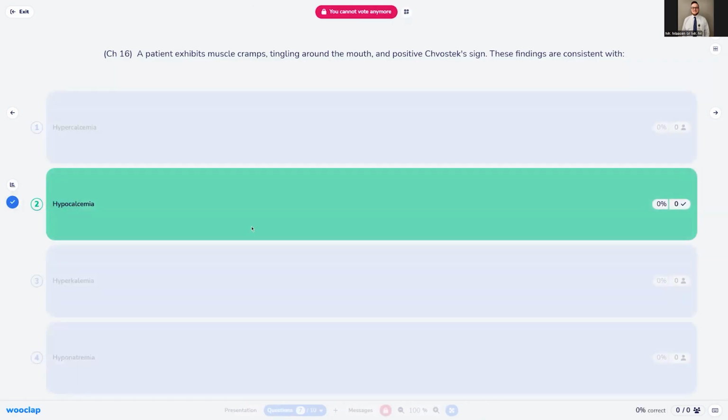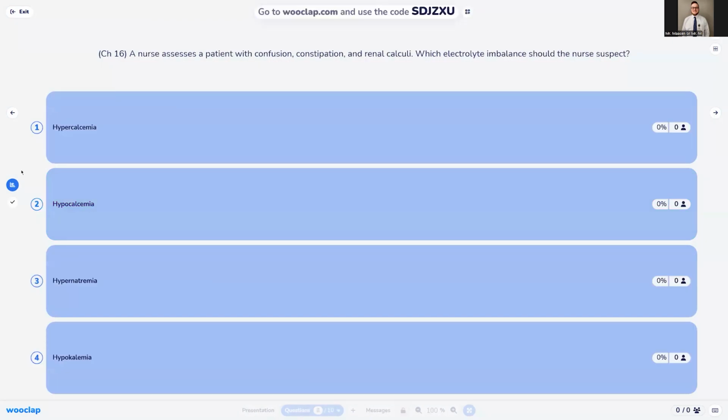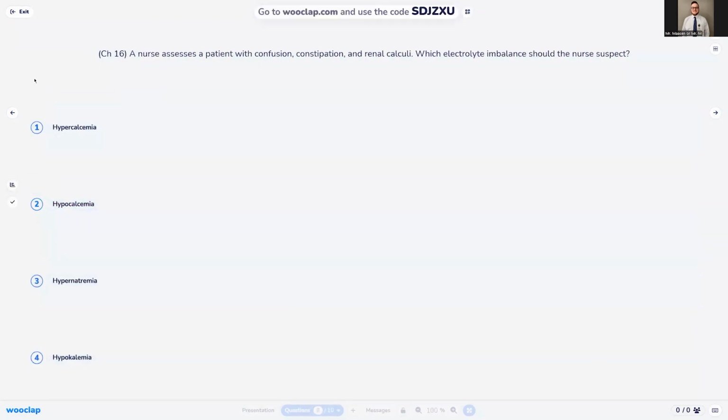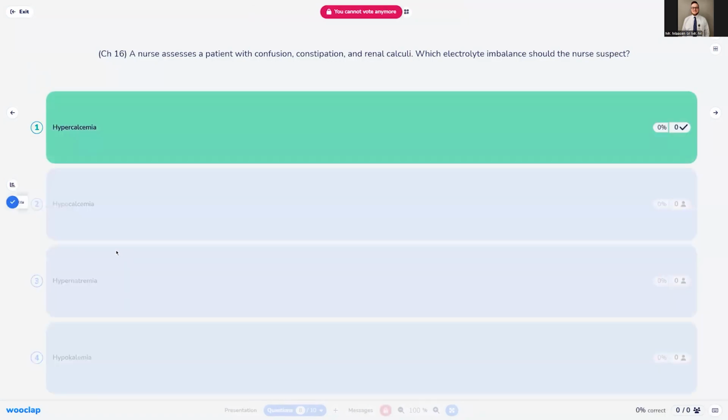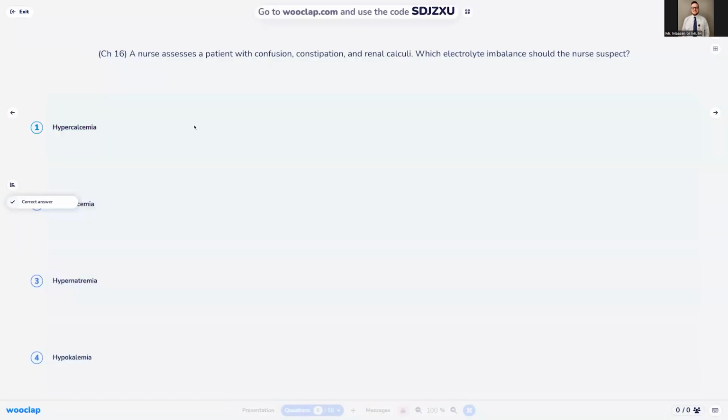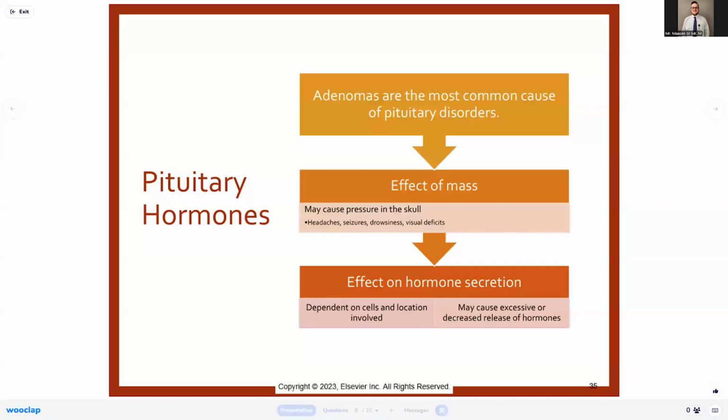Too little calcium in the blood means there's too much in the cells, too much muscle excitability, that sort of stuff. So if a nurse is assessing a patient that's confused, constipated, they're suffering with renal calculi, kidney stones, which electrolyte imbalance should the nurse suspect? Also, I'll say they got muscle weakness, flaccid muscles. This is pretty obvious. This is hypercalcemia.